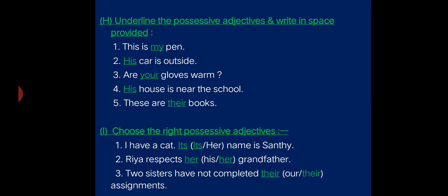In part I, you have to choose the right possessive adjectives. आपको ब्रैकेट में दो possessive adjectives दिए गए हैं. आपको सेंटेंस के अकॉर्डिंग चूज करना है कि कौन सा उसमें फिट बैठता है.